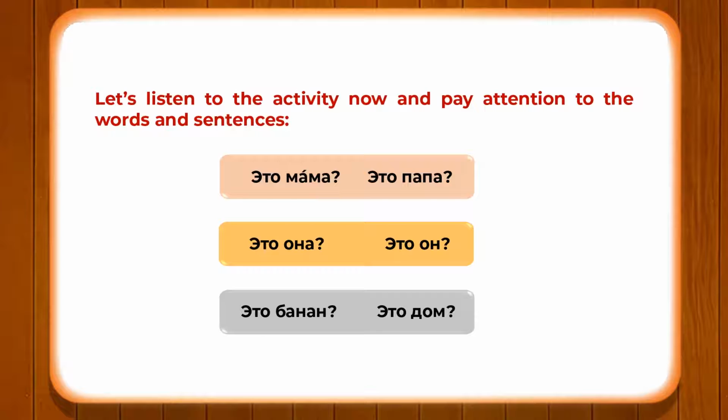So, this question mark which you can see is actually indicating that I am asking, is this father, is this mother, is it she, is it he, is it a banana, and the last one, is it a house. So, when we are framing these kinds of questions, we can simply say that with the help of these intonations we can make our own questions. Now let us repeat them once again and understand, so that we can use these intonations by ourselves in conversing in Russian.